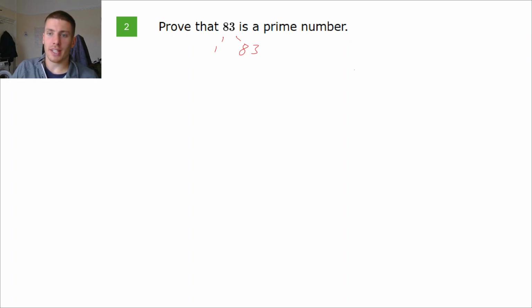So again, let's consider the square root of 83, and that's approximately equal to, what is that approximately equal to?